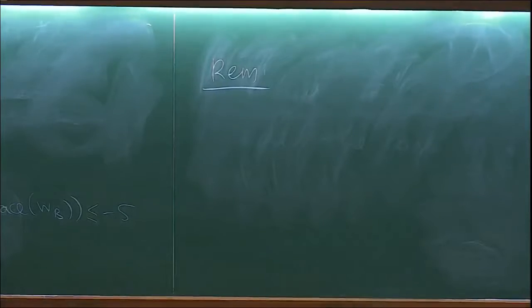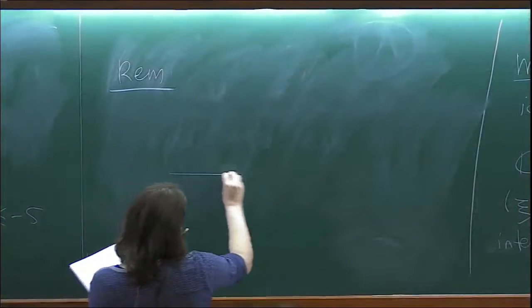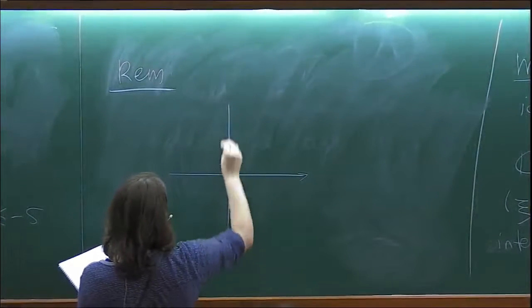It's a familiar idea that the trace of an element tells you what type it is, whether it's elliptic, hyperbolic, or parabolic. Like in the PSL2R case, the modulus of the trace is larger than 2, smaller than 2, or equal to 2. And in the complex hyperbolic case, it's slightly more complicated.